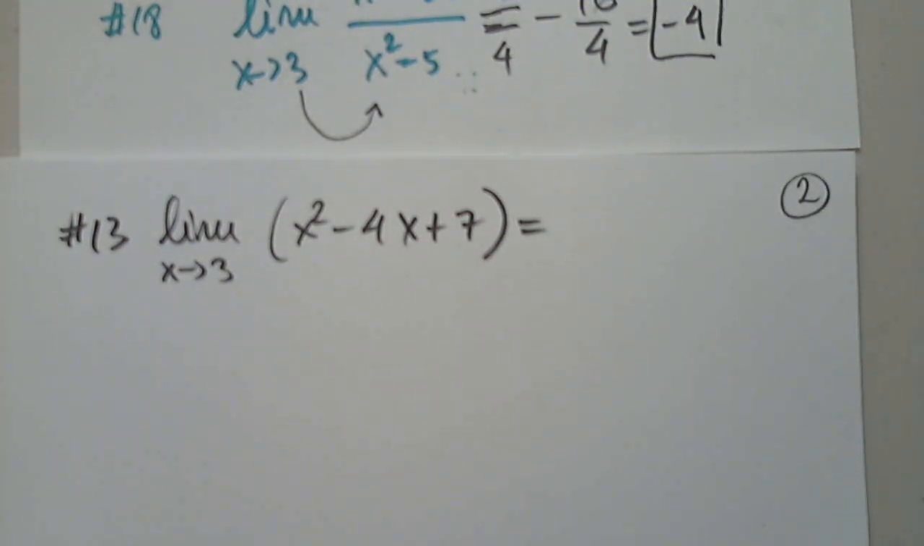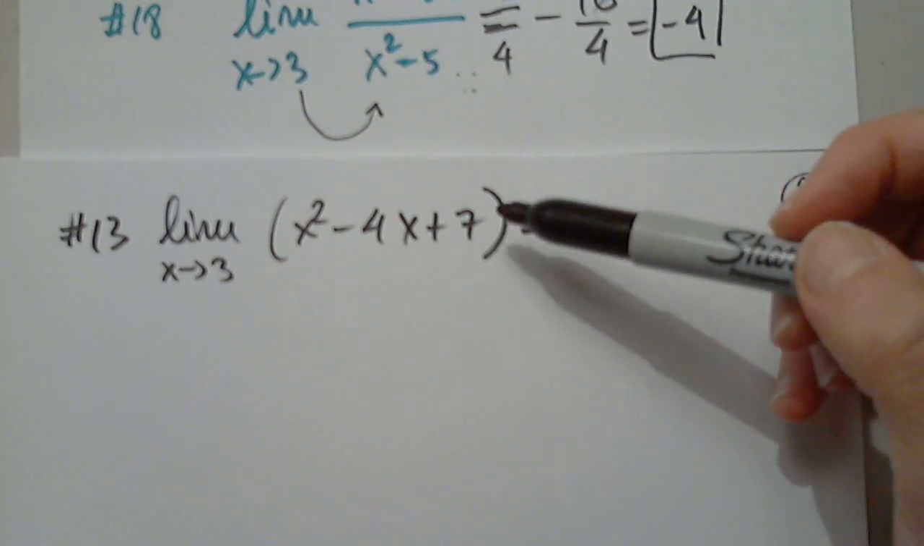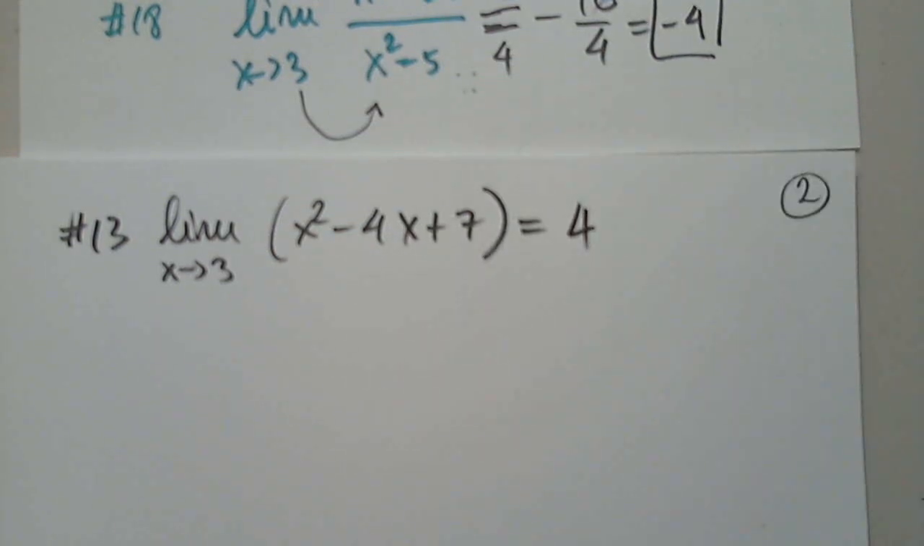Good. So can anyone give us the answer quickly? 4. 16 minus 12, it is indeed 4. Awesome. That's it. And you see the limit operator disappeared.